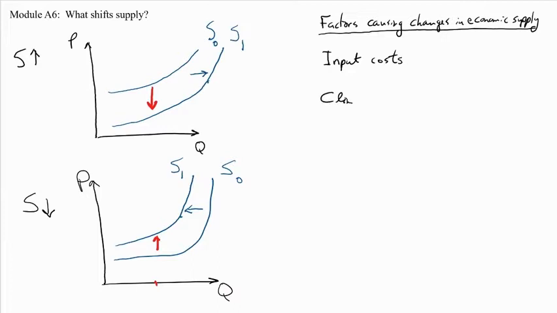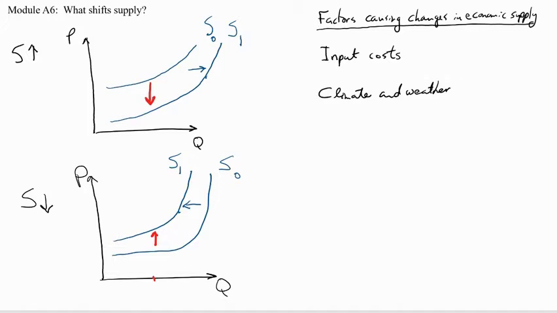Climate and weather are also important in influencing economic supply. Think about apples. These grow well in New York's climate, but they fare poorly and are difficult to grow in California's climate. A third factor which causes changes to economic supply is technology.